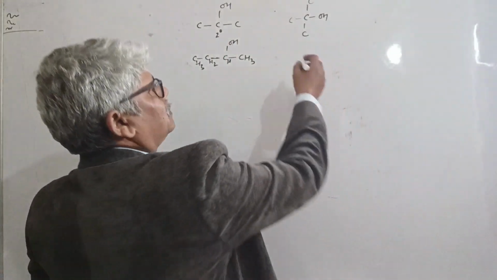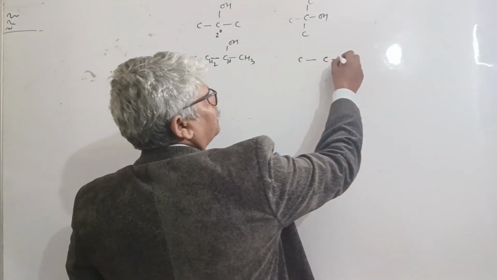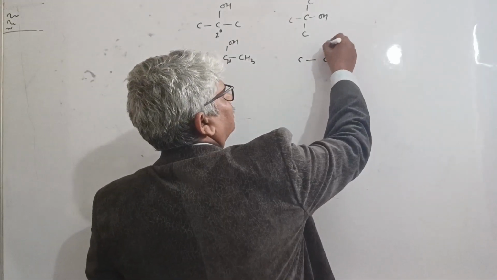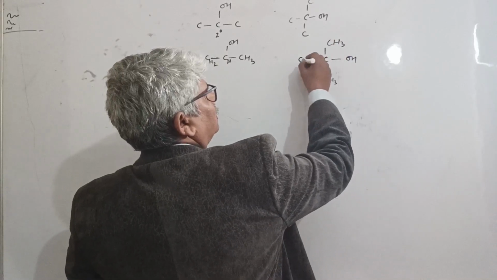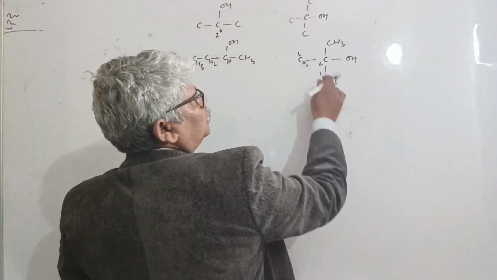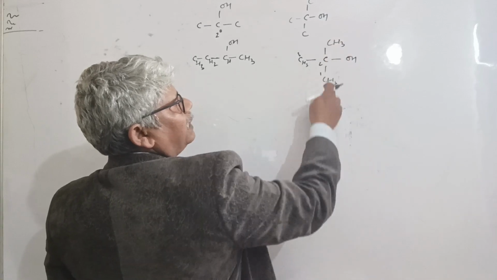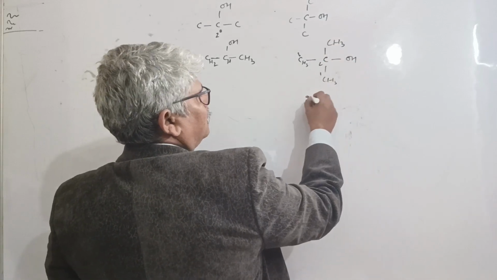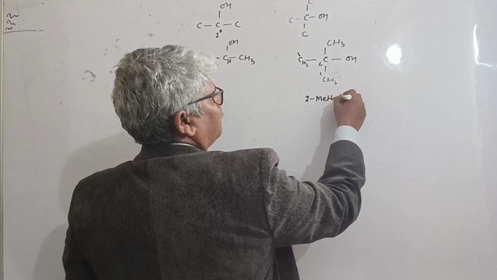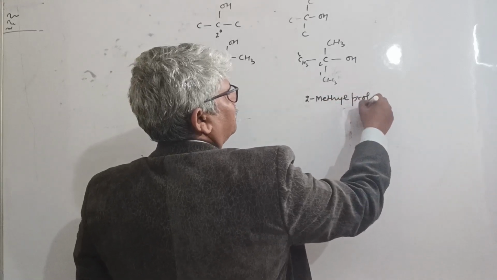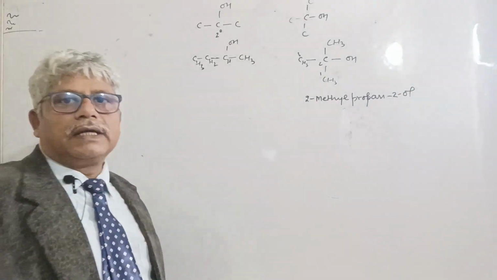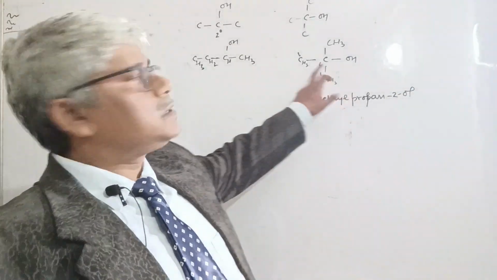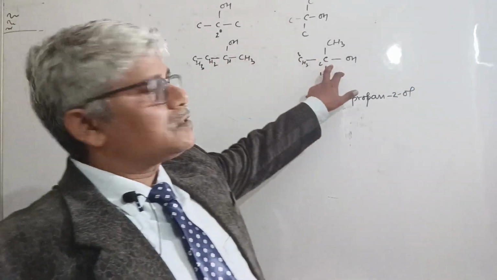Now this has to be converted to 2-methylpropan-2-ol. Now these are isomeric versions. This is a straight chain, this is a branched structure.